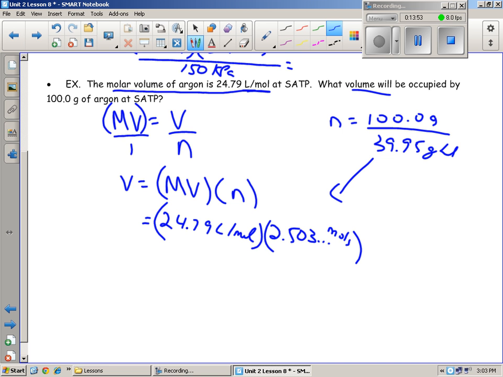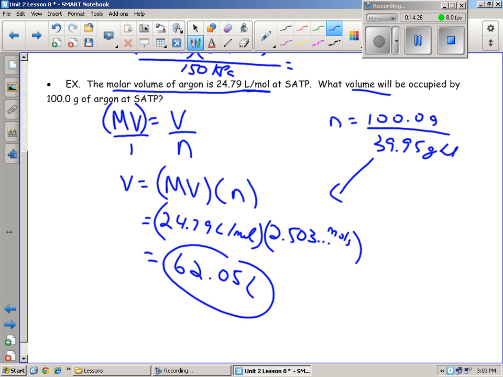So I have about 2.5 moles of argon, and if I know that it occupies 24.79 liters for every mole, multiplying those two will tell me the volume of argon that I would expect to have. Okay? Which works out to be 62.05 liters. 4 significant digits in this one, because of course there is 4 in my question as well. Okay? So that's a little bit about molar volume.